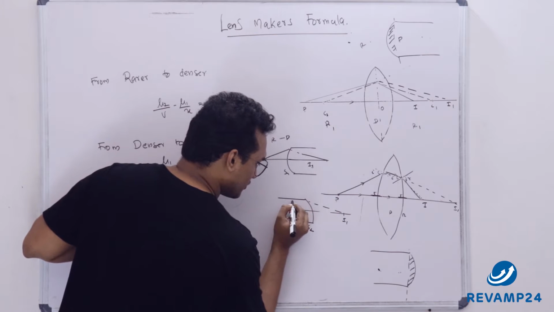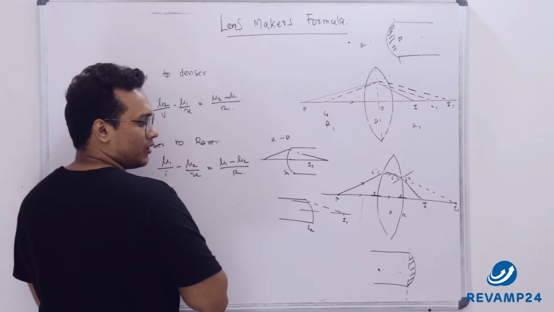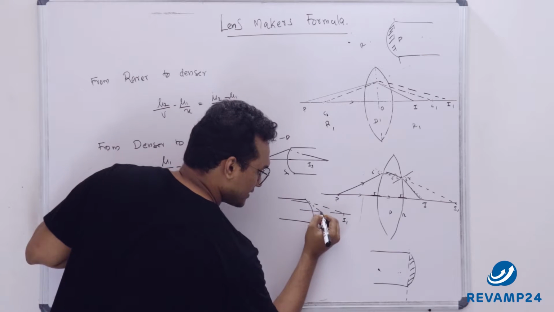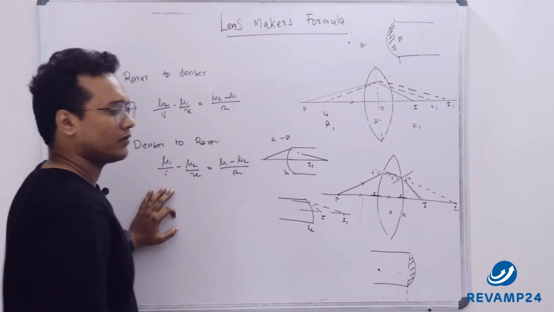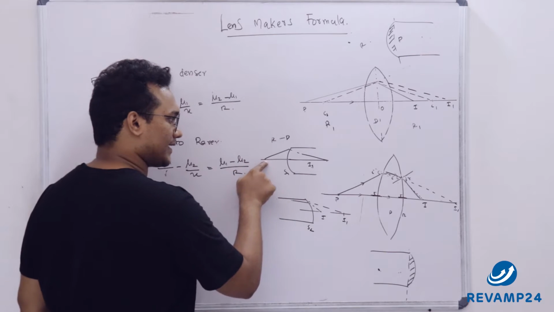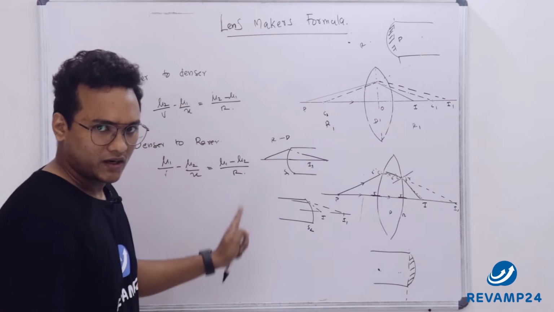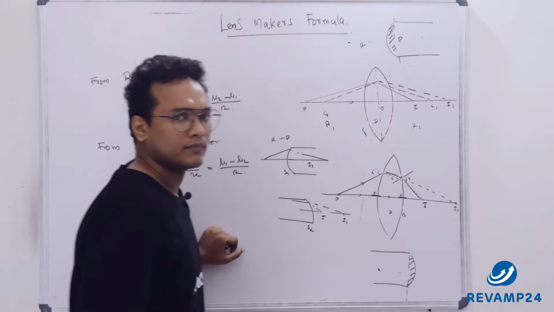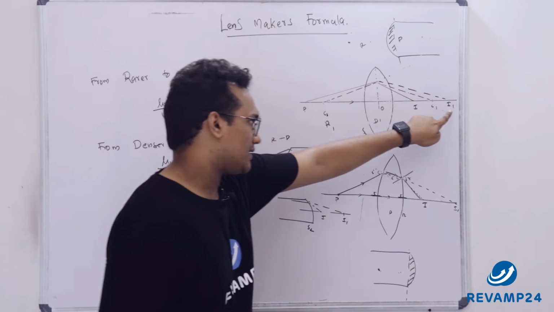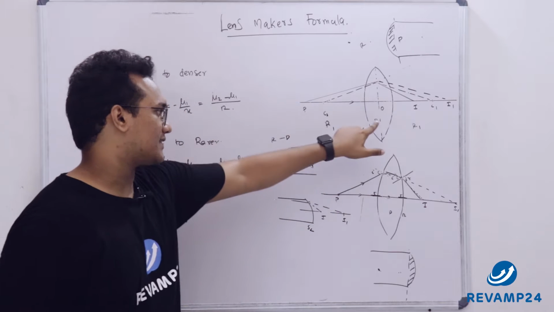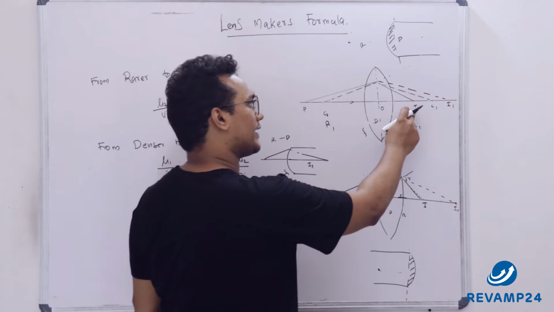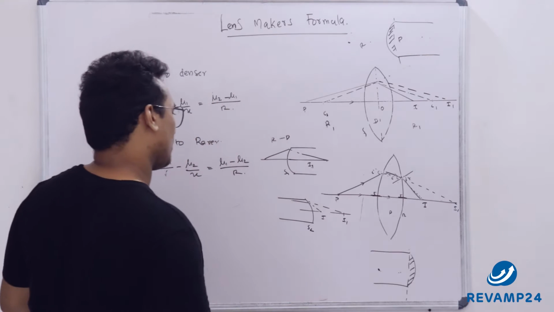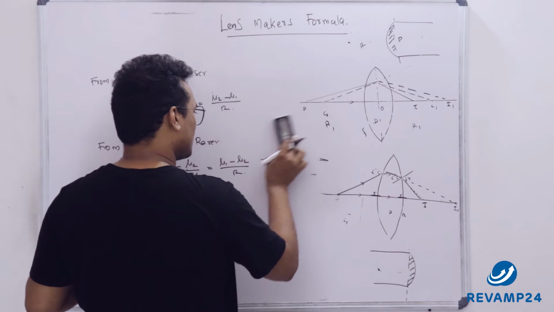So this is I1. This would act as my object for the second surface and will create an image here, I. What has happened? One surface S1 has created an image at I1. Now this image will act as an object for the second surface and will create an image here. So if that concept is clear, then the whole process would be super easy for you.